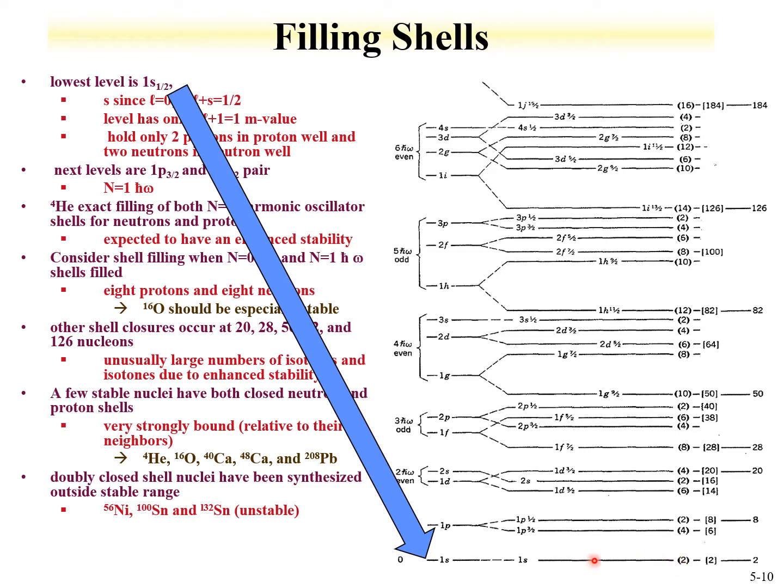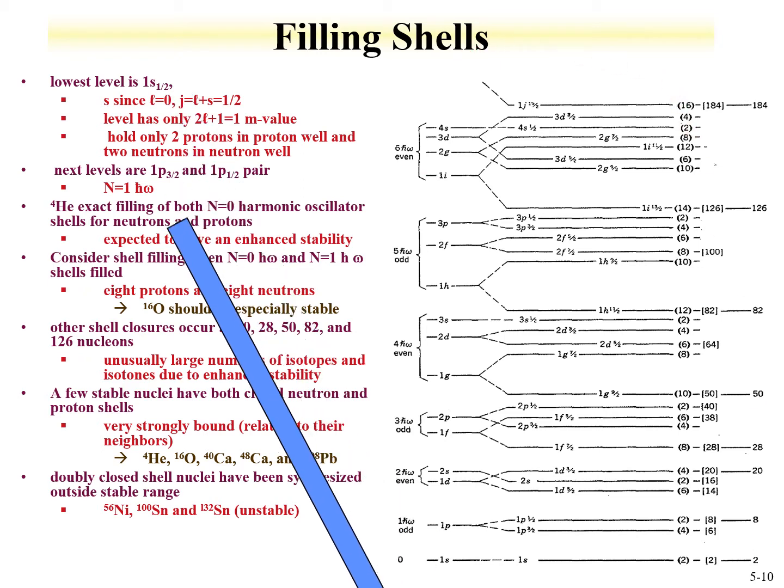For the proton side, I can put two protons. For the neutron side, I put two neutrons. These are the total number, and that's a magic number. So for the shell model, there's a component that is for the neutrons and a component that's for the protons. The next level, we get to the 1p orbital, which splits into the 3/2 and the 1/2.